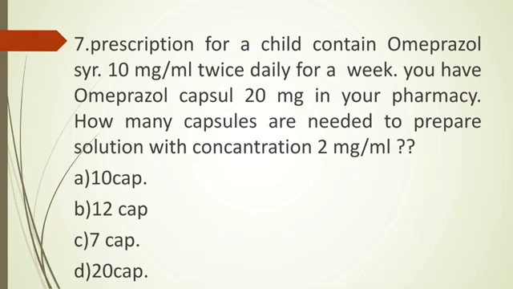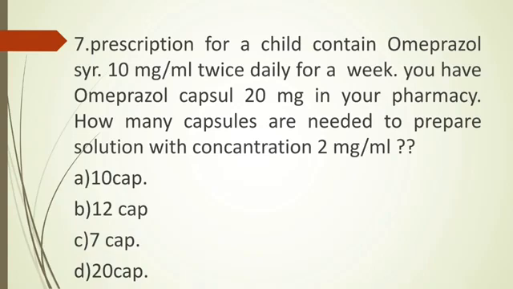Now let's see the 7th question. A prescription for a child contains omeprazole syrup 10 mg per ml twice daily for a week. You have omeprazole capsules of 20 mg in your pharmacy. How many capsules are needed to prepare a solution with concentration 2 mg per ml? Option A 10 capsules, option B 12 capsules, option C 7 capsules, and option D 20 capsules.